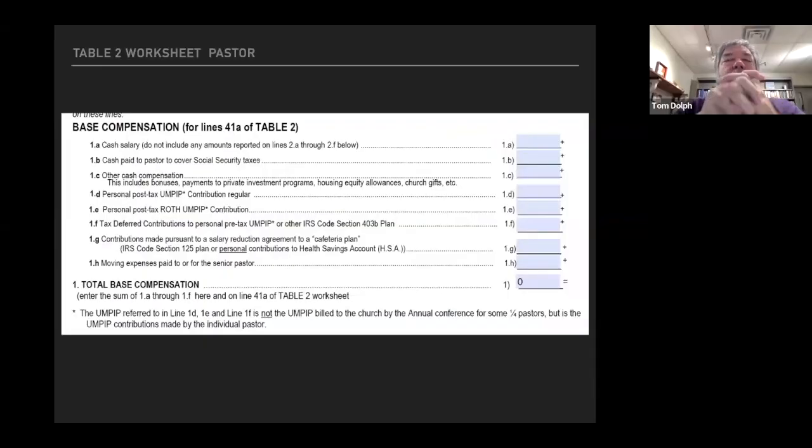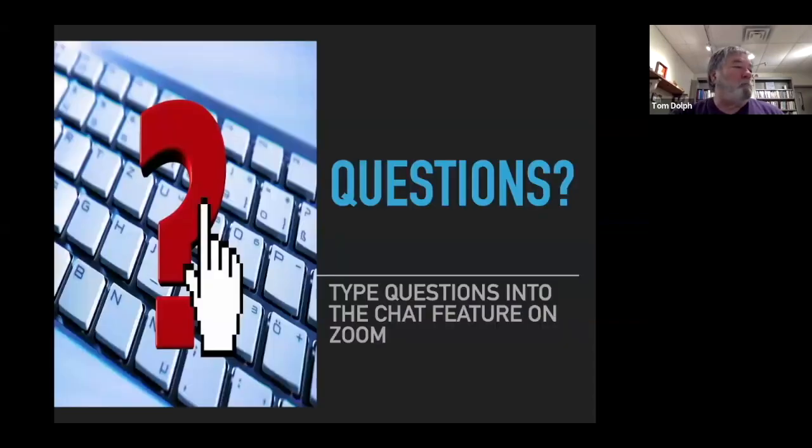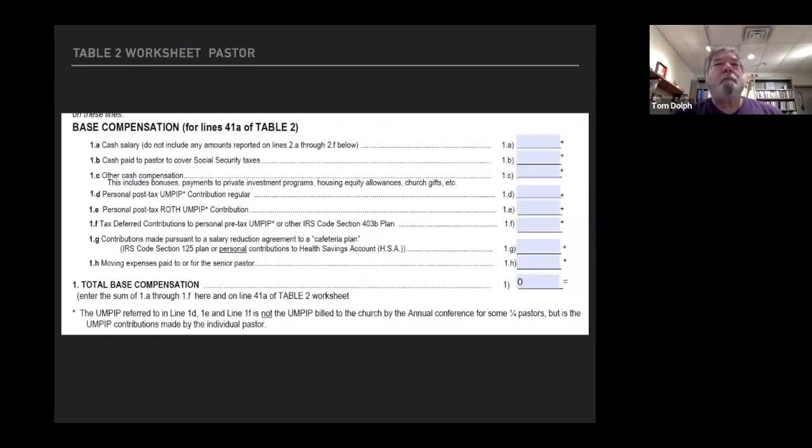This is part of the pastor's compensation online. Actually, this is the worksheet. That's just to show you that it's there and you have places to put that.